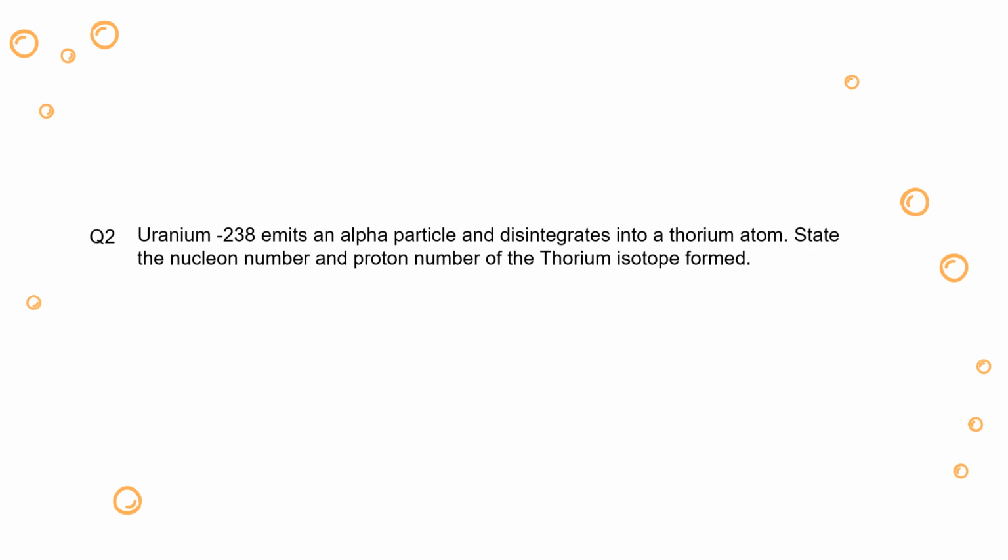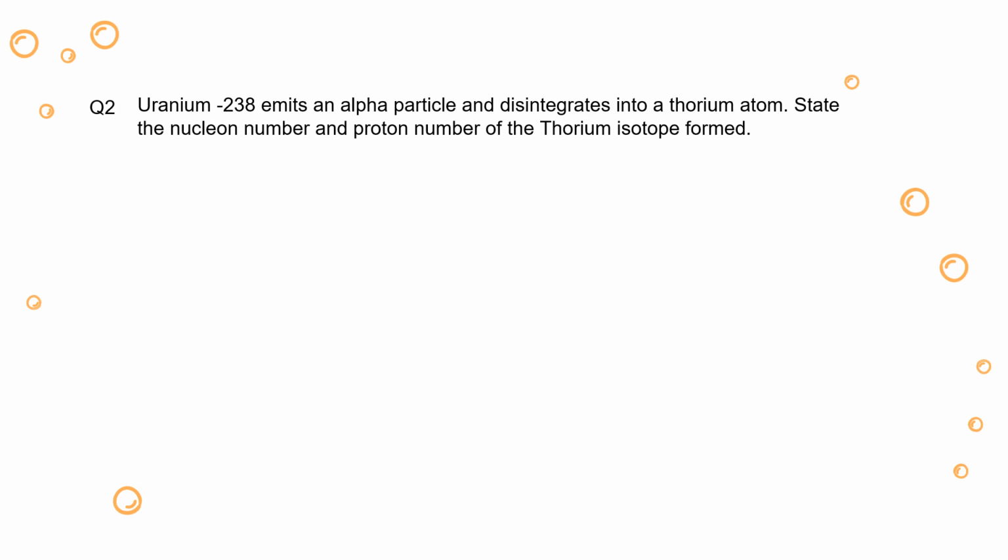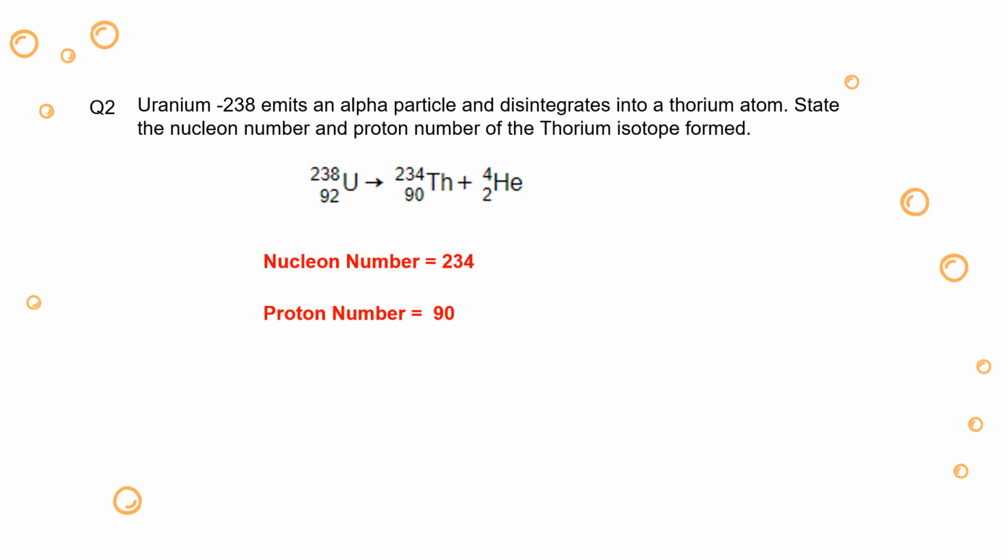Next, question 2. Uranium-238 emits an alpha particle and disintegrates into a thorium atom. State the nucleon number and proton number of the thorium isotope formed. So, these are the questions as follows. The answer is nucleon number 234 and proton number 90.